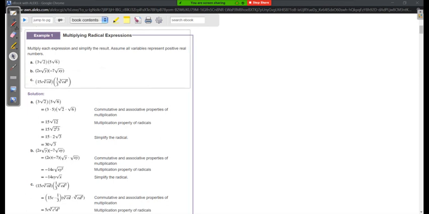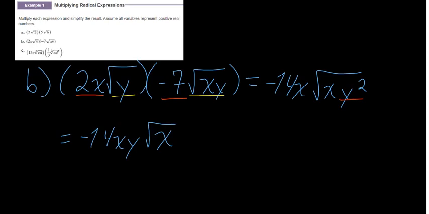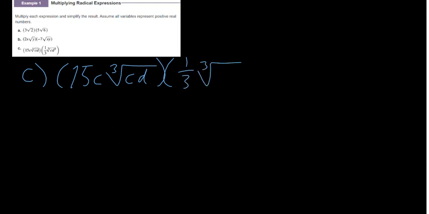Naturally, it gets just way more complicated looking, doesn't it? Okay, so C. I don't know if I wrote B on the previous one. Alright, so I did. Alright, so let's rewrite it. We've got 15C on the cube root of CD times 1/3 cube root of CD squared.